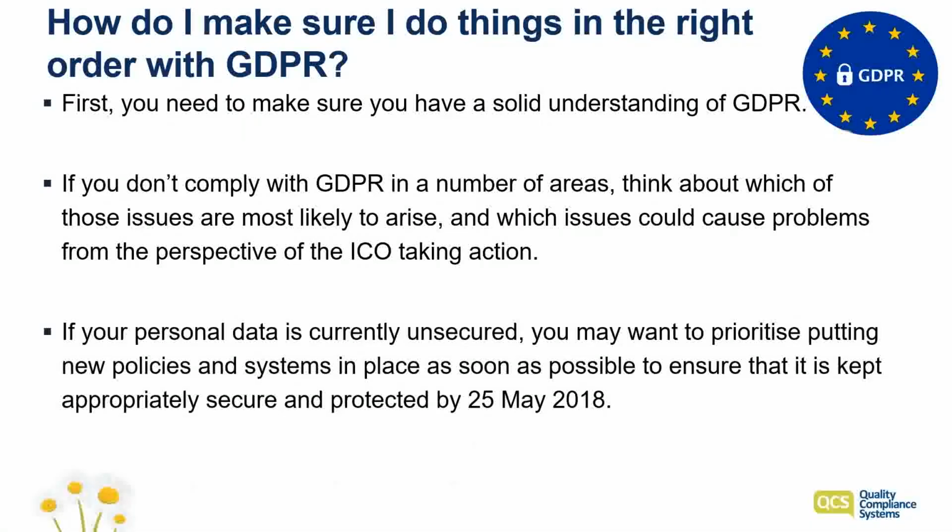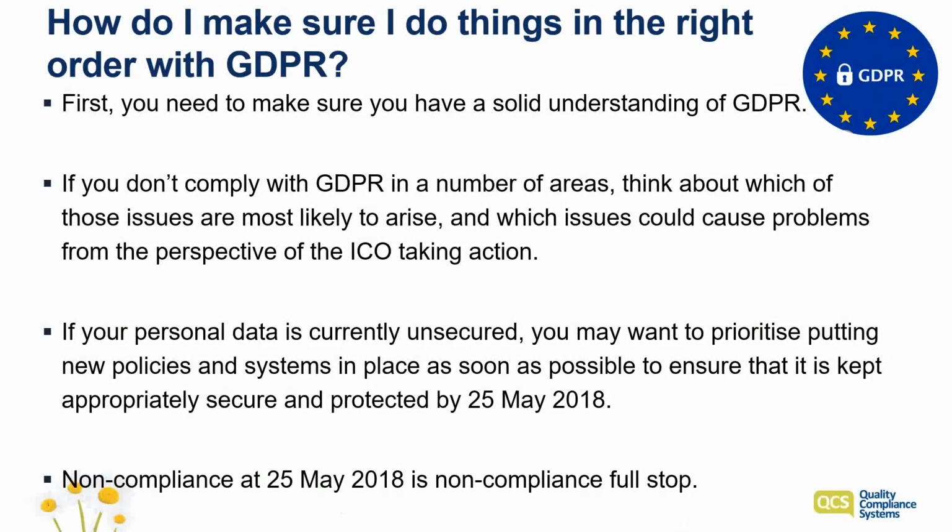If your personal data is currently unsecured, you might want to prioritise putting new policies and systems in place as soon as possible to ensure that it is kept appropriately secure and protected by the 25th of May 2018. If your organisation regularly breaches data protection laws, think about the cause of those breaches and how you can prevent or reduce the number of breaches happening. The ICO has made it clear that non-compliance on the 25th of May 2018 is non-compliance, full stop. It is likely, however, many businesses will take a risk-based approach and will focus on key areas of concern before the 25th of May 2018 and will follow a rolling programme after that date to achieve compliance in all areas.